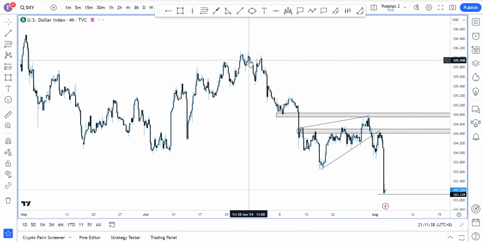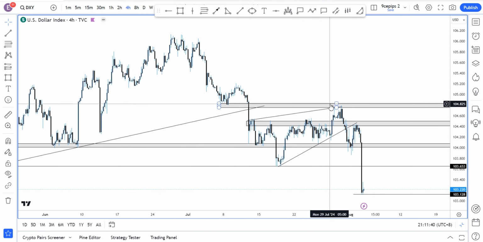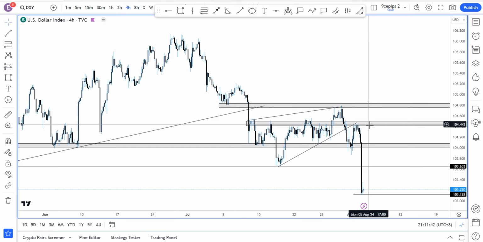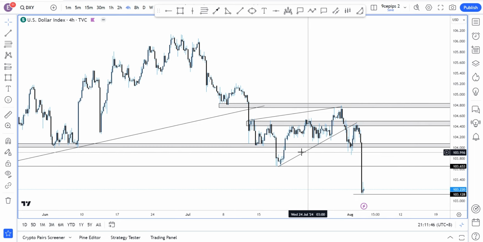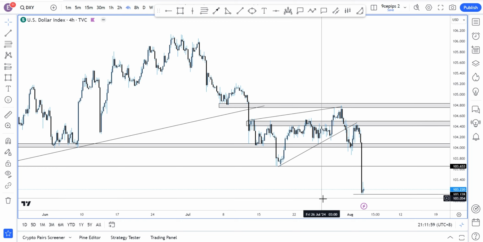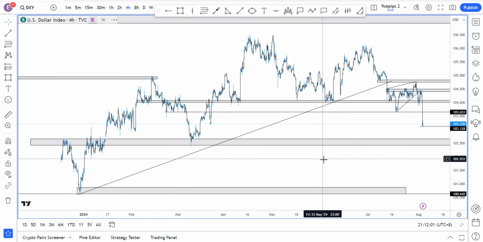And quickly starting off with the DXY here, I'm looking at a pattern that has been formed. Last week during the non-farm payroll, we saw price drop, breaking through the whole of 104 regions down to 103 regions, almost very shy of a couple of pips to 103.